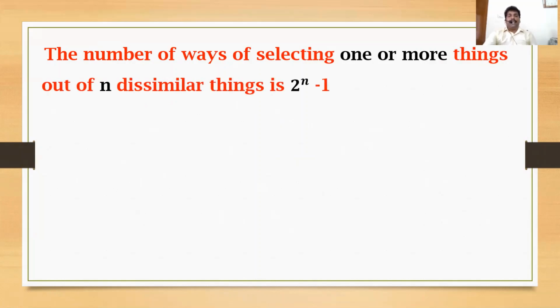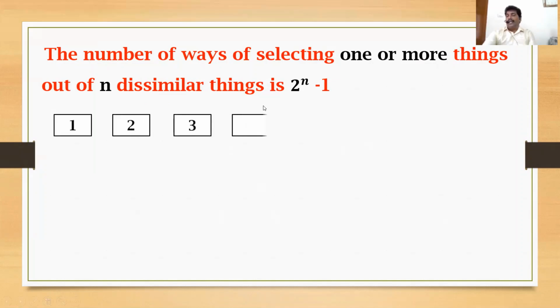Next, our next topic is the number of ways of selecting one or more things out of n dissimilar things is 2 to the power of n minus 1. Here, selecting one or more things out of n dissimilar things. Here n things are given. So you have to take n boxes like permutation. So n boxes I am taking here.